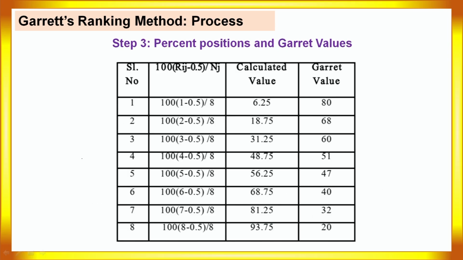Now, then you have to calculate the percent position. If you link it with the previous problem, there were 8 problems. So what will be the percent position for the first rank? It will be 100 into (1 minus 0.5) divided by 8. In that way you have to calculate all these values, and once you get the percent position values, you have to find the corresponding Garrett value from the Garrett table.